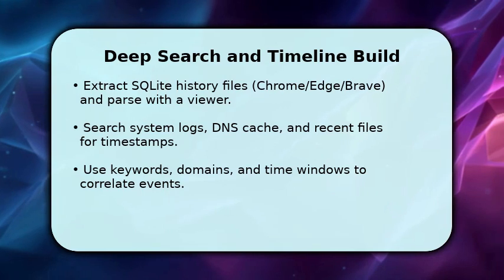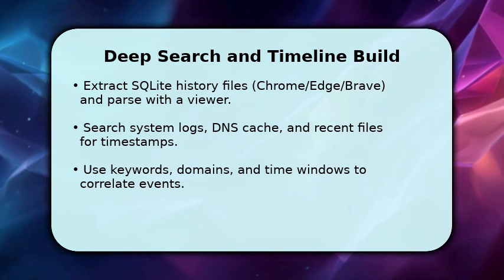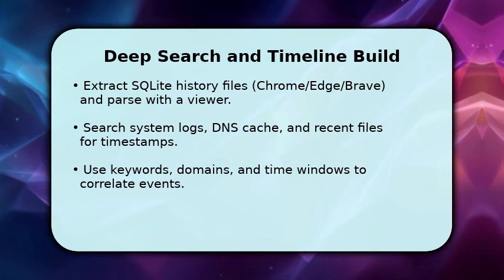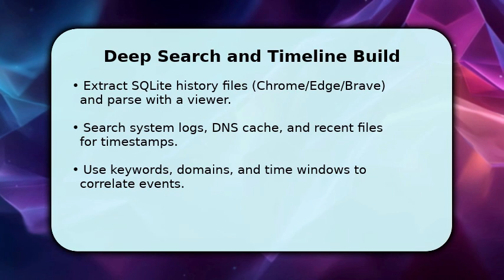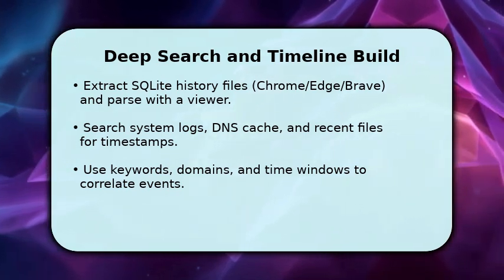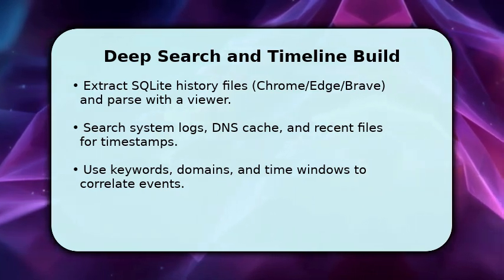Now you dig deeper. Export the browser's SQLite history and query it for URLs and timestamps. Simultaneously, query system logs and the DNS cache to catch requests browsers might not record. Use targeted keywords and precise time windows to correlate entries across sources. This triangulation reveals patterns and missing gaps.